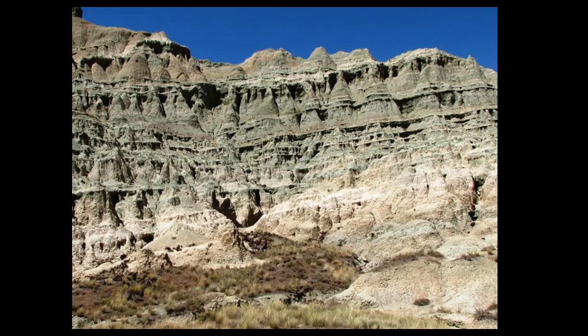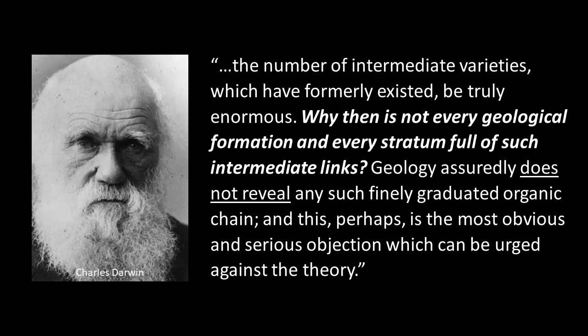But this was not the evidence of the fossil record, especially not that at the time of the 19th century, nor, as we shall find, is it as of today. Darwin explained in his book, quote, "The number of intermediate varieties, which must have formerly existed, had to be truly enormous. Why then is not every geological formation and every stratum full of such intermediate links?"